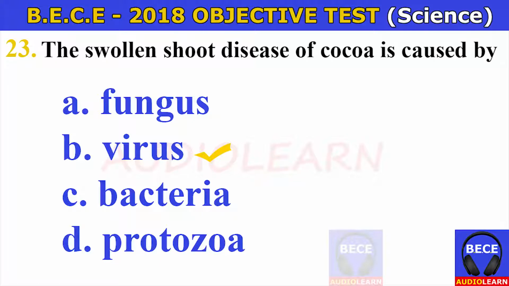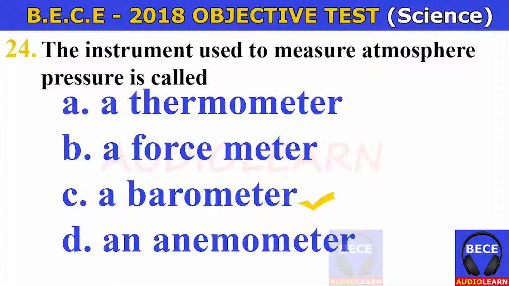Number 23, the swollen shoot disease of cocoa is caused by A. Fungus, B. Virus, C. Bacteria, D. Protozoa. And the answer is B. Virus. The swollen shoot disease of cocoa is caused by virus.